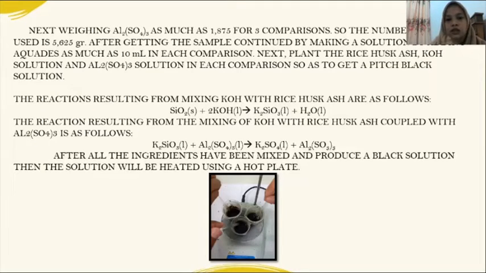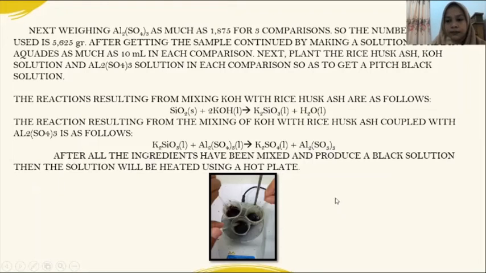The reaction resulting from mixing KOH with rice husk is as follows: SiO2 plus 2KOH yields K2SiO3 plus H2O. The reaction resulting from the mixing of KOH with rice husk coupled with aluminum sulfate is as follows: K2SiO3 plus aluminum sulfate yields K2SO4 plus Al2SiO3.